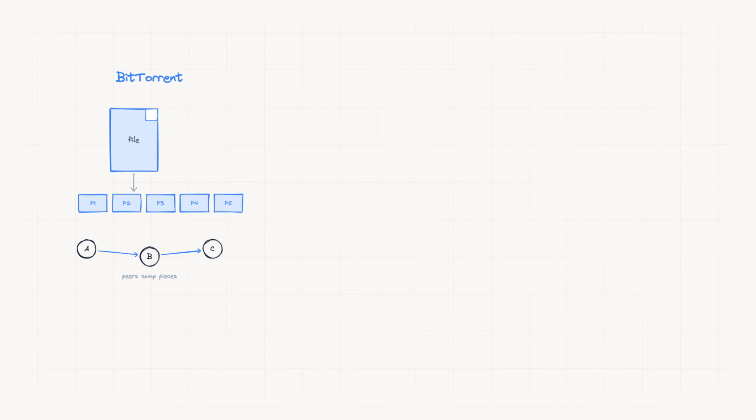To get a feel for how peers might cooperate, let's start with something most people have used: BitTorrent. BitTorrent takes a file, splits it into pieces, and lets peers swap those pieces directly. No central server holding the file.